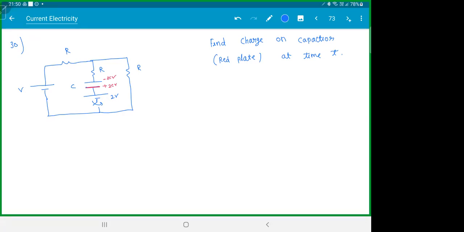Okay, let's see how to do this thing. Step 1. Find time constant.